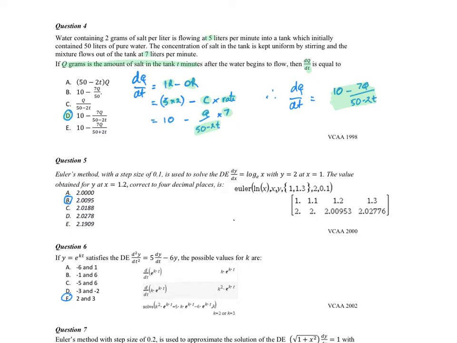All right, Euler's method, so it's about identifying the key things. The derivative is equal to natural log of x, so there's my derivative. My variables are x and y. At x equal to 1, y is equal to 2, so those are the two values. I need to know at x equal to 1.2, so I'll just go up to 1.3. So from 1 to 1.3 with a step size of 0.1. 1.2 is the value I was interested in, and that's 2.0095, option B.